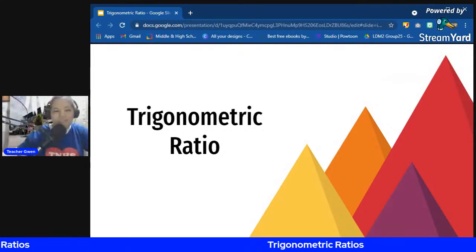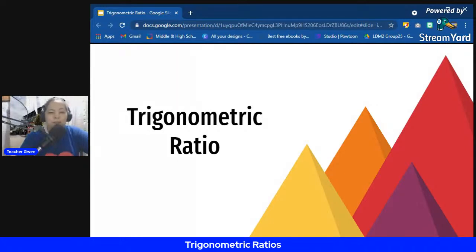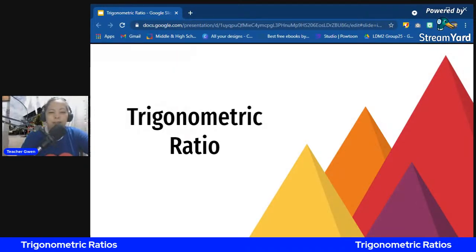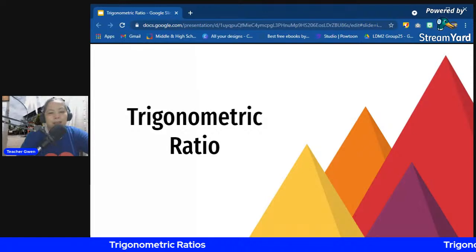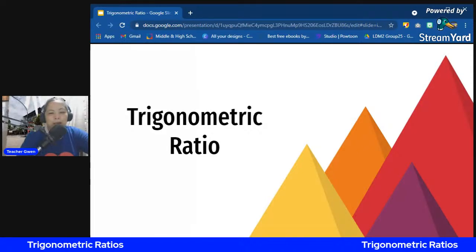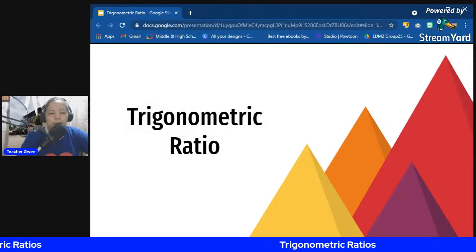For the fourth grading, our first lesson will be about trigonometric ratios. By the way, this will be the first topic to be discussed for the fourth grading.